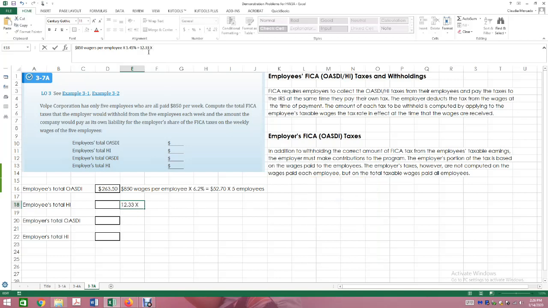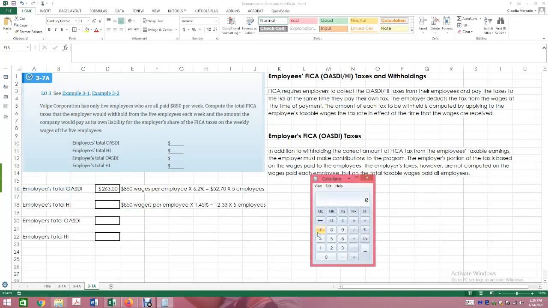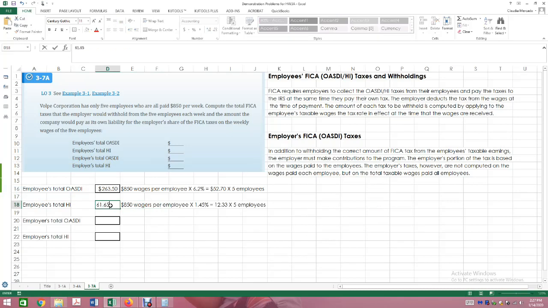And I'm going to multiply by 5 employees. So 12.33 times 5 is 61.65. This is how much is going to be deducted for the 5 employees. Now we need to figure out how much is going to be contributed by the employer for OASDI and HI. The calculations are going to be different because for the employer, we calculate taxes based on the total.